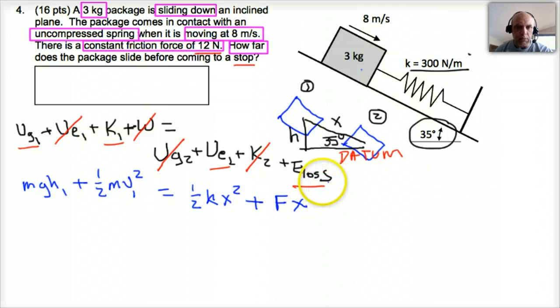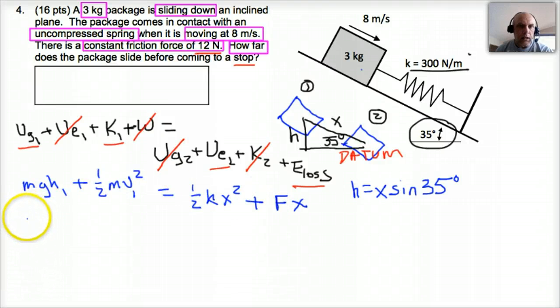Alright, so now what's left to do is plug in numbers and use the fact that we have a triangle here. So we have h is equal to x sine of 35. So we'll get everything in terms of x because that's what we want to solve for. Mass does not cancel out. It does not appear in these two terms, so I'm going to have to include it here.